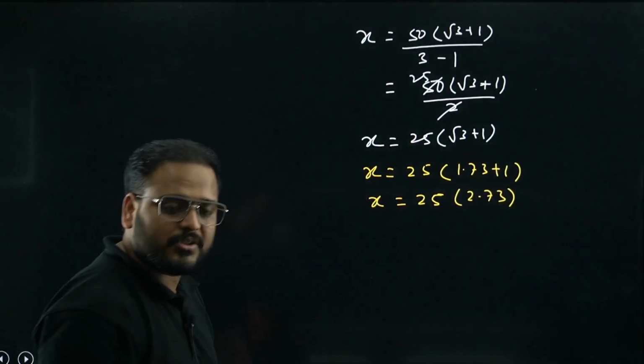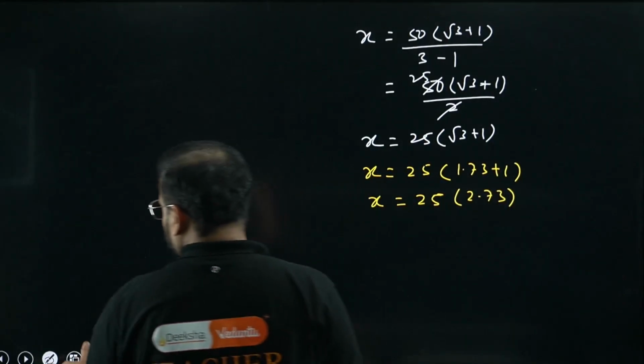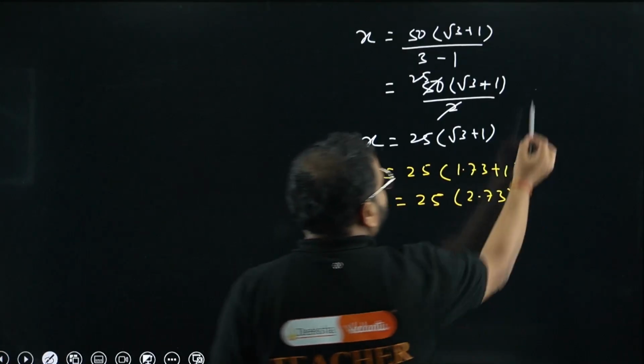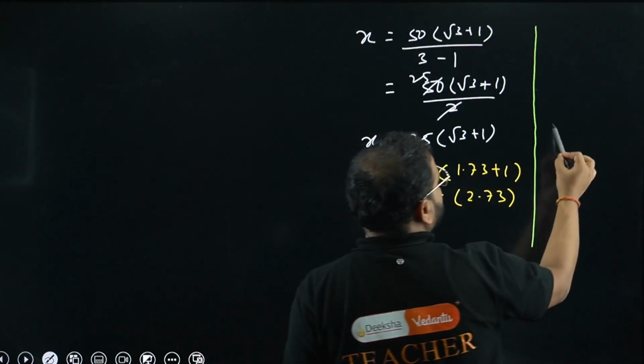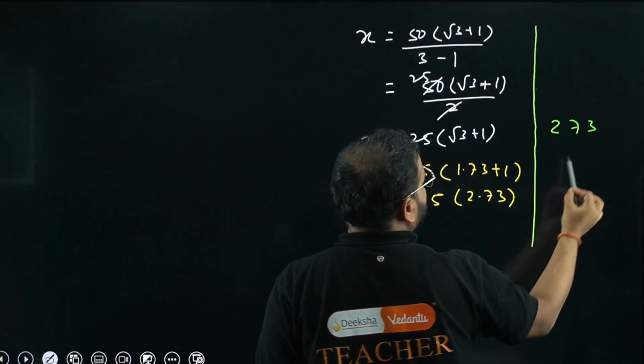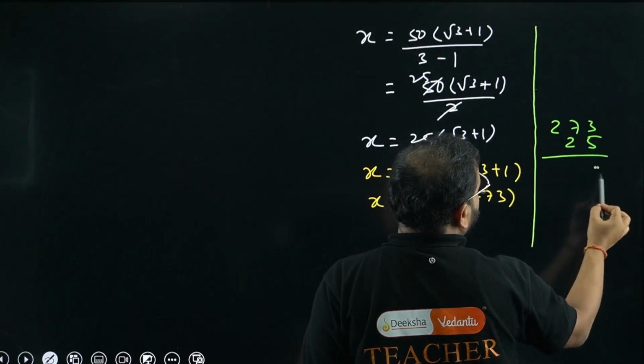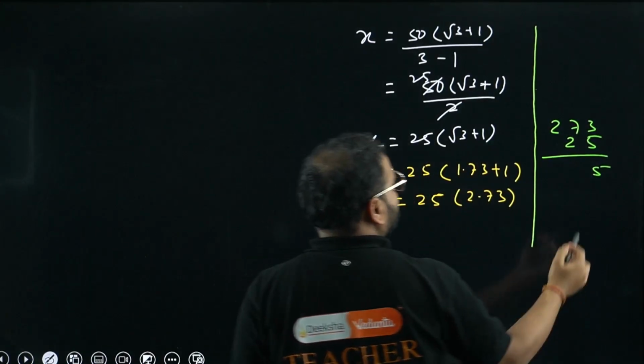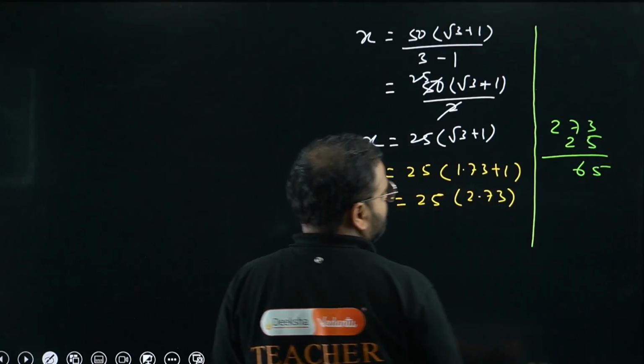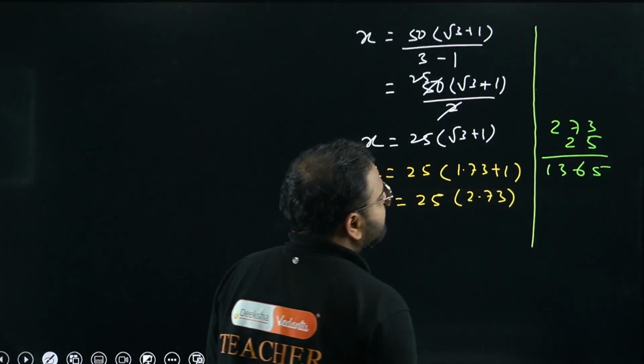Okay, can we do the multiplication? Of course, have a look. We can do it on this side only, one rough multiplication. What are we multiplying, sir? 273 with 25. So 5 times 3 is 15. Okay, carry 1. 5 times 7 is 35, so 36, carry 3. 5 times 2 is 10, so 13.